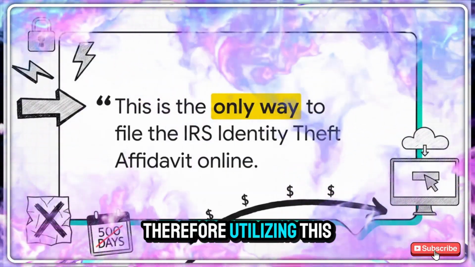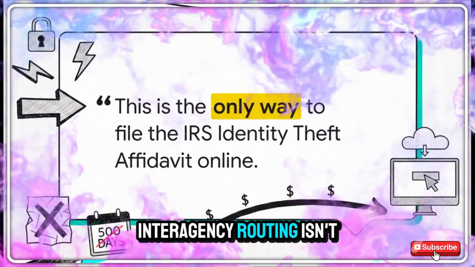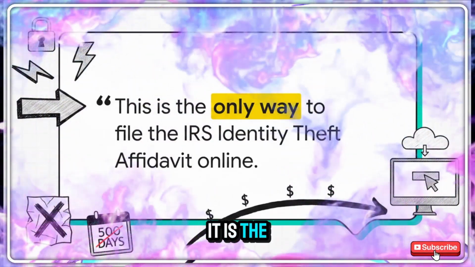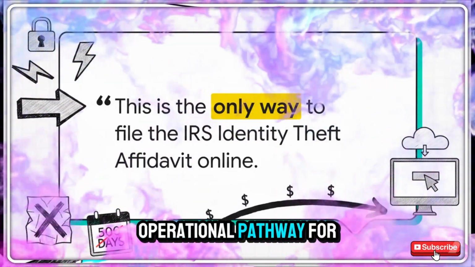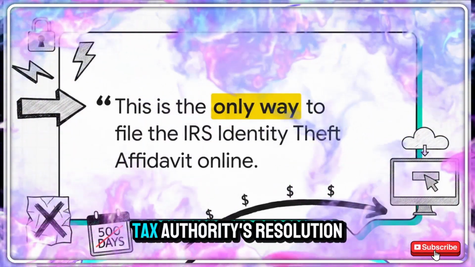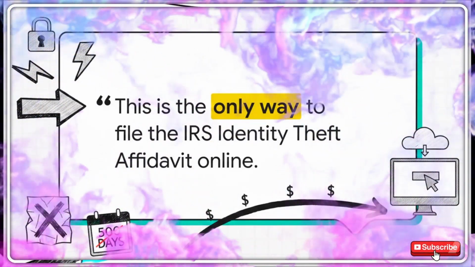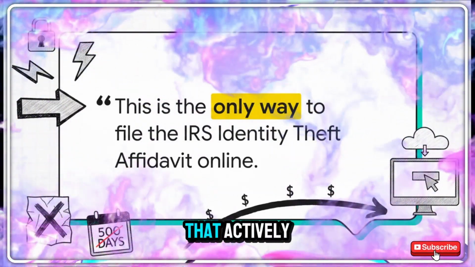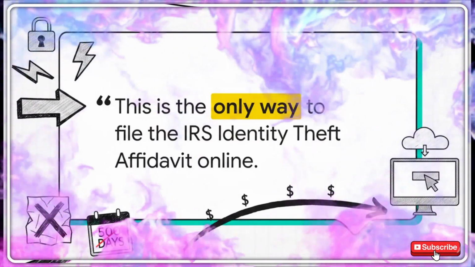Therefore, utilizing this encrypted interagency routing isn't just an option or some nice-to-have convenience. It is the absolute exclusive operational pathway for securely and rapidly integrating your affidavit directly into the tax authority's resolution queue. Bypassing this bridge basically means defaulting to a legacy system that actively delays your recovery.